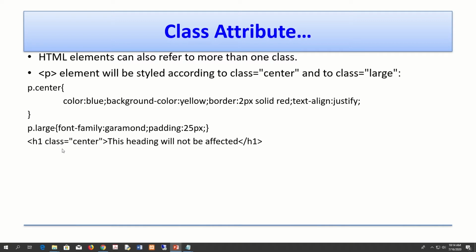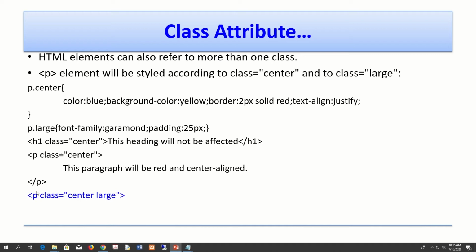As previously, I set the center class on the level 1 heading. Now you know this is not affected, because this class is defined for the paragraph tag. And then here I add the center class to the paragraph. So this is affected, right? That means these styles are applied to this particular paragraph. Then in the next paragraph, I add these two classes. So these two classes are applied to this particular paragraph, right?